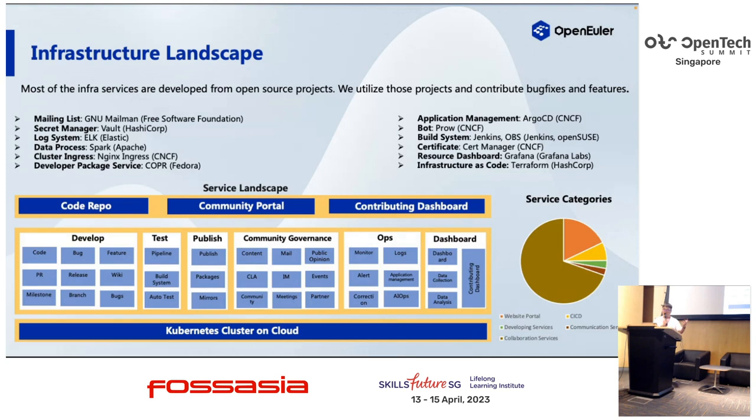We use OBS, the Open Build Service from the openSUSE project, to build and distribute our packages. We also use GNU Mailman, maybe you have heard of it, as our mailing list tool. You may also find a bunch of projects from the CNCF. We have NGINX Ingress, which is used as our reverse proxy server, and a simple API gateway.